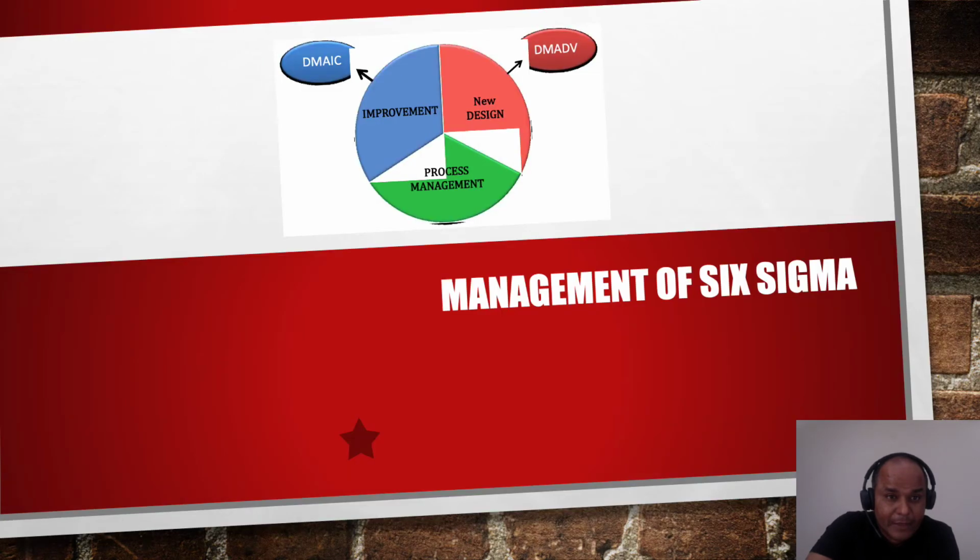DMADV. Management of Six Sigma: if you see our pie chart, DMAIC is the improvement of our existing system. New design is DMADV, and then process management. So how you are going to manage Six Sigma in your industry, there are three steps: improvements, new design, and process management. If you see these three steps, you will get an idea.